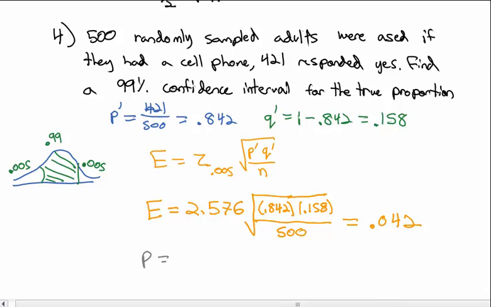So the actual proportion is going to be 0.842, our sample proportion, plus or minus the error of 0.042. So grabbing our calculator, 0.842 minus the error of 0.042 gives us 0.8. 0.842 plus 0.042 is 0.884.